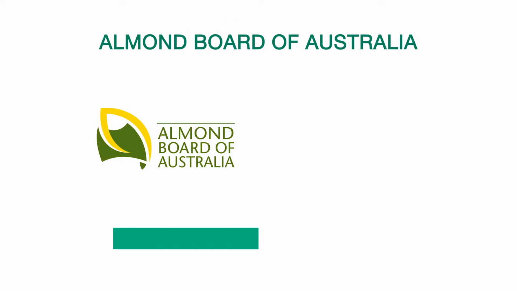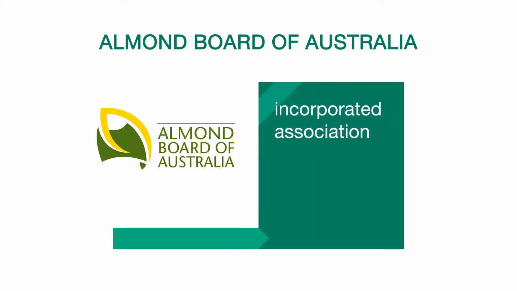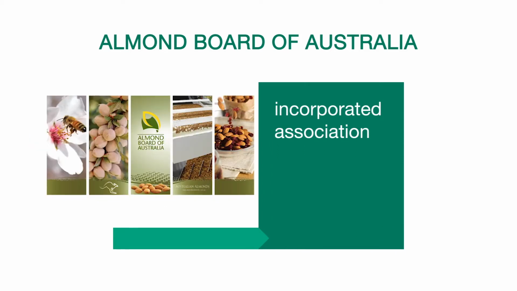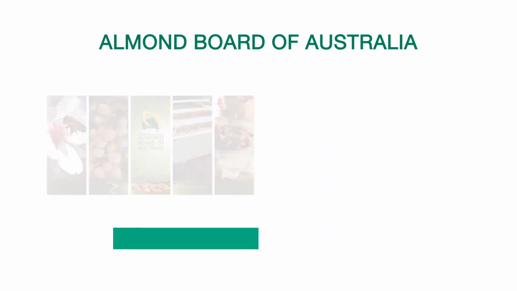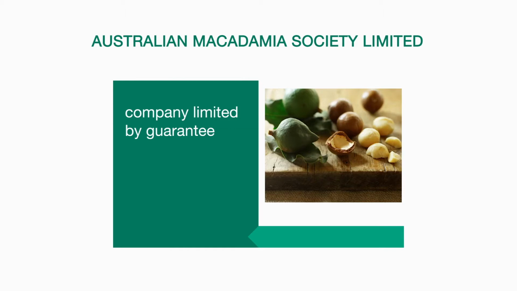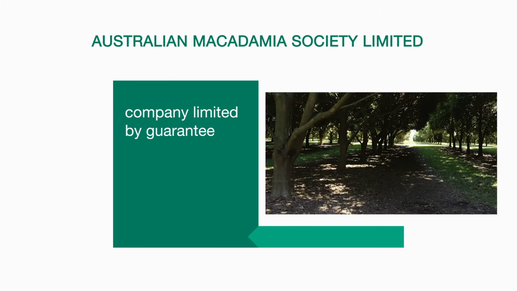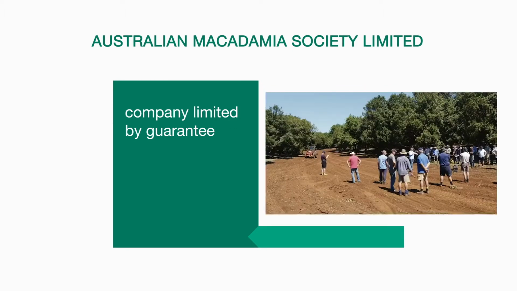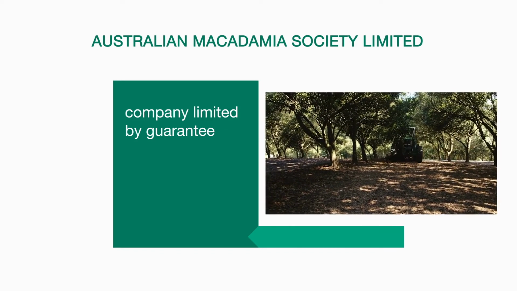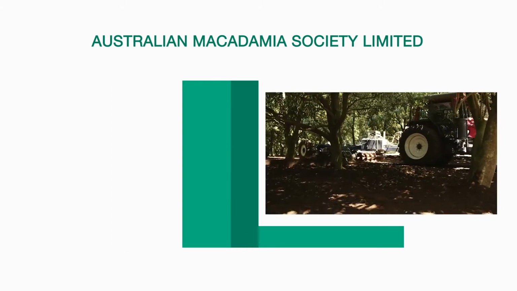The Almond Board of Australia is a South Australian incorporated association that coordinates a national conference, distributes information, conducts field days and provides access to data. The Australian Macadamia Society is a company limited by guarantee which helps farmers understand food quality and pest control standards. It researches soil health, orchard management and crop forecasting and helps promote new products into export markets.